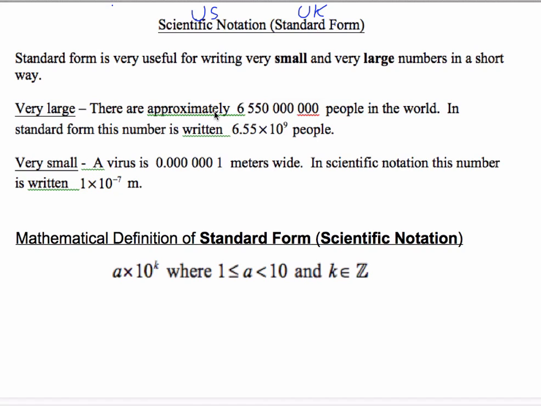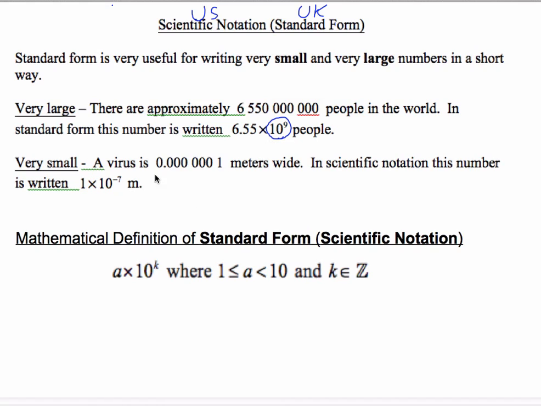For example, this very large number of 6,550,000,000 people in the world can be written in standard form as 6.55 times 10 to the power of 9. Notice the decimal always goes after the first significant figure, and then you have times 10 to the power of some integer. This gives you some idea of the magnitude. 10 to the power of 9 is in the billions, so you know this is in the billions. The larger the exponent, the larger the number.